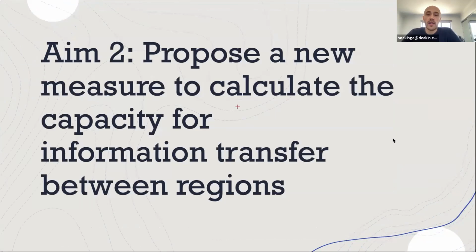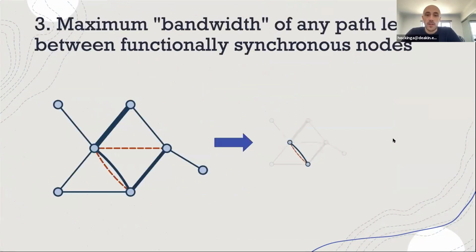So it leads on to our second aim, which was then to create a new measure to calculate how much information can be transferred between those regions. So in this diagram, the connections in the structural layer, the blue edges, now have different thicknesses to represent the different number of connections between those regions from our data, rather than whether or not there is a connection or not. So it's a weighted graph.